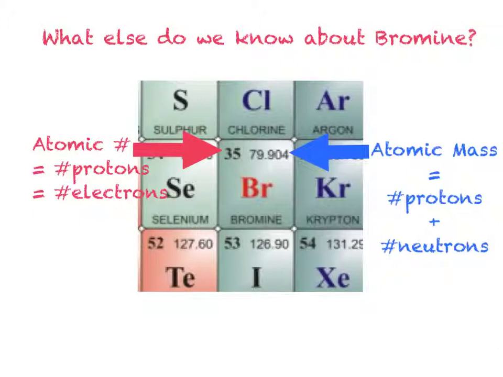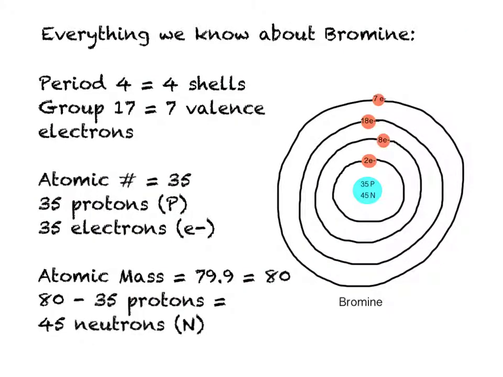Not only do we know the number of shells bromine has and the number of valence electrons, we know based on its atomic number, the number of protons is also 35 and the number of electrons is 35 for bromine. Based on its atomic mass of 79.904, which we can round up to 80, we now know the number of neutrons, since the atomic mass equals the number of protons, 35, plus neutrons. Therefore, 79.904 minus 35 equals 45 neutrons. I'm starting here in the bottom left.